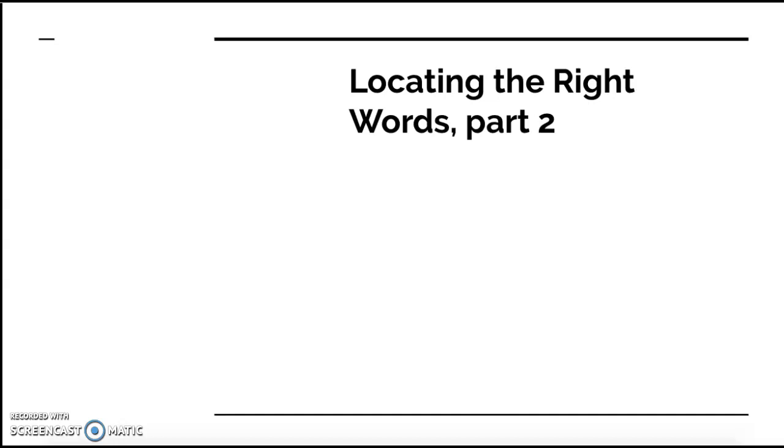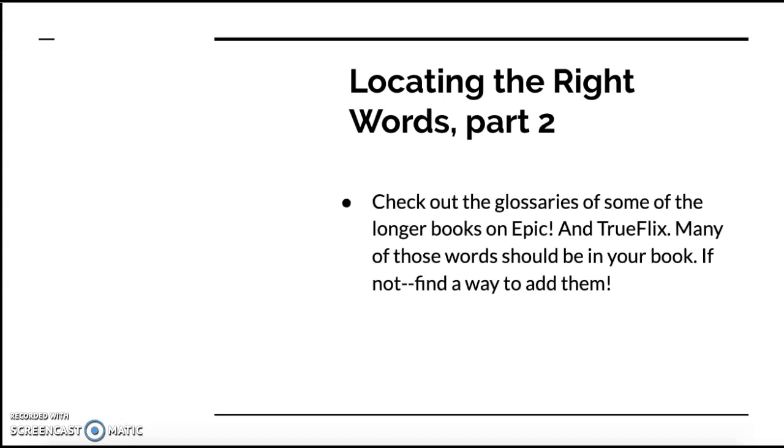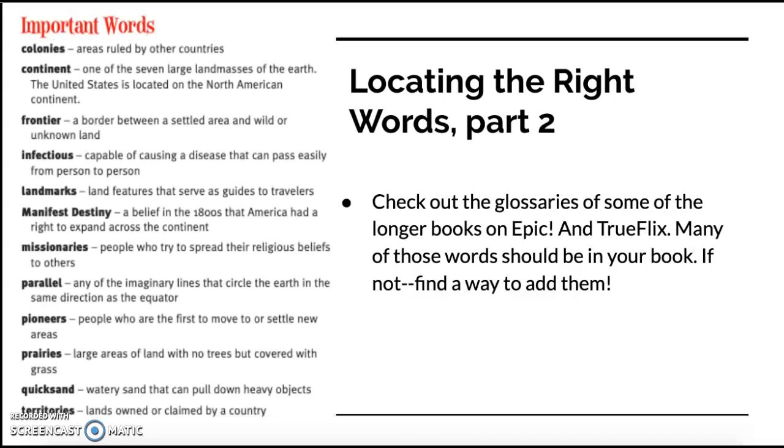Okay, so I mentioned that you might just read short articles and really pay attention to some of the vocabulary words, but what's another possibility? Well, maybe you're thinking that where we come across some of these bigger and better words, or words related to our topic, is in the glossary, and that would be a great place to look. So you might need to look at some of the longer books on Epic or TrueFlix. Many of those words that you look at in the glossary, just by flipping to the very last few pages, should be in your writing. And if they're not already there, you should find a way to add them.